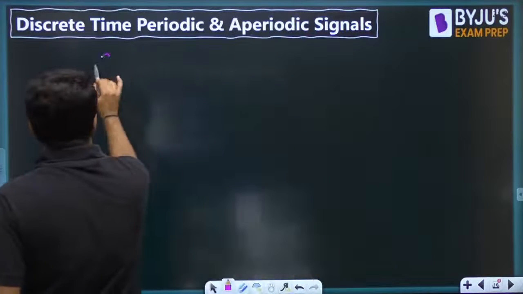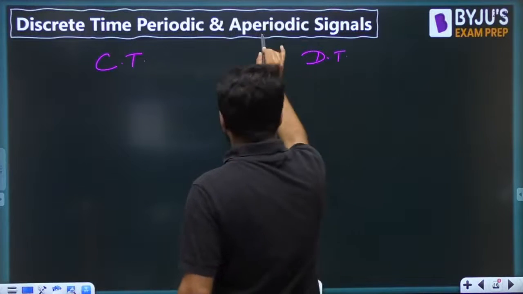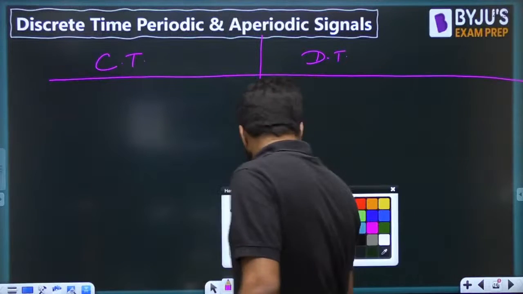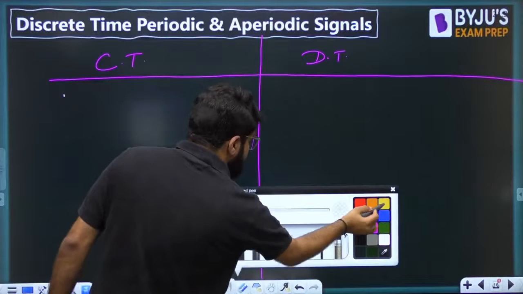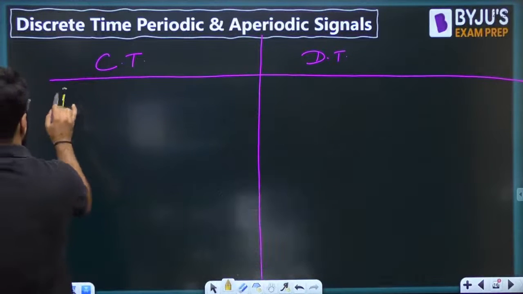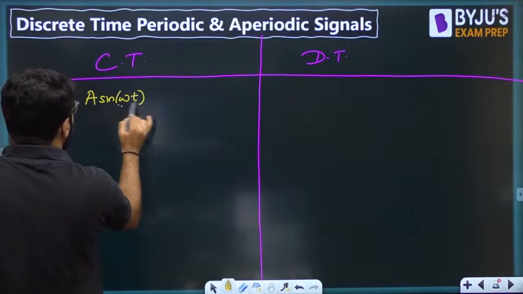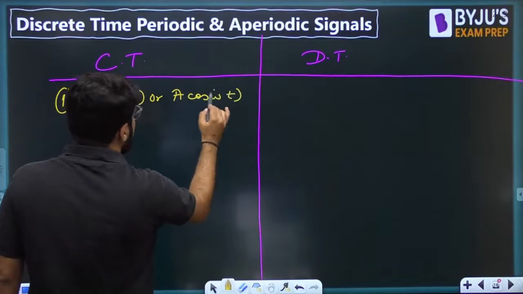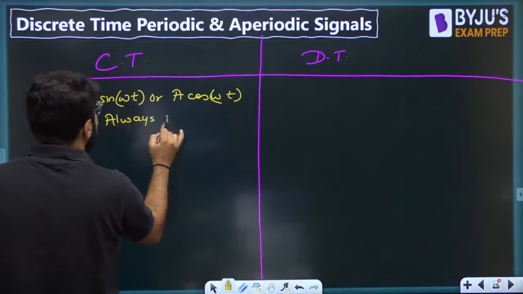Now understand the difference between CT and DT. Let me make a table with two important results. Number one result: A sin omega t, sinusoids, or A cos omega t, are always periodic.